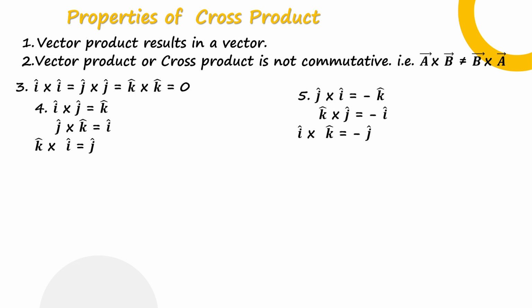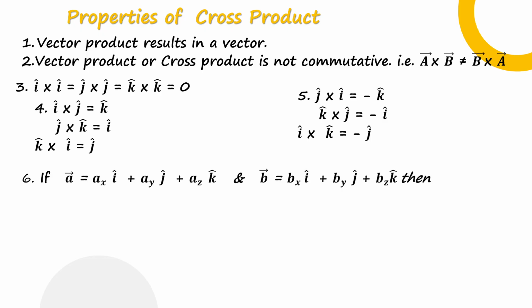Similarly, j cap cross i cap is equal to minus k cap, k cap cross j cap is equal to minus i cap, and i cap cross k cap is equal to minus j cap. If vector A has rectangular components Ax i cap plus Ay j cap plus Az k cap and vector B equal to Bx i cap plus By j cap plus Bz k cap, then vector A cross vector B we can write in the determinant form.